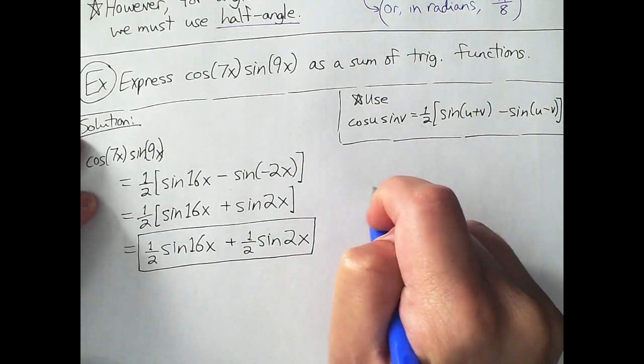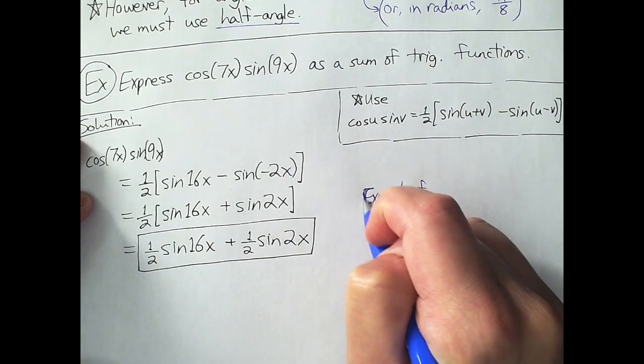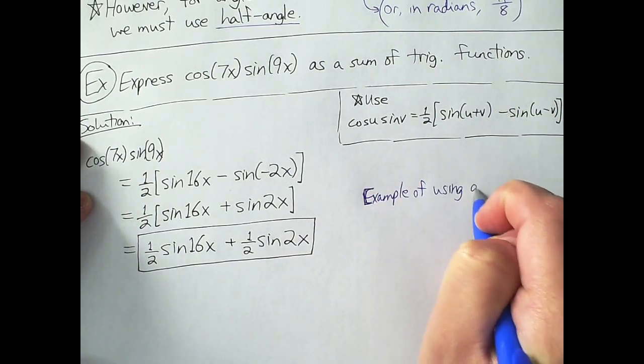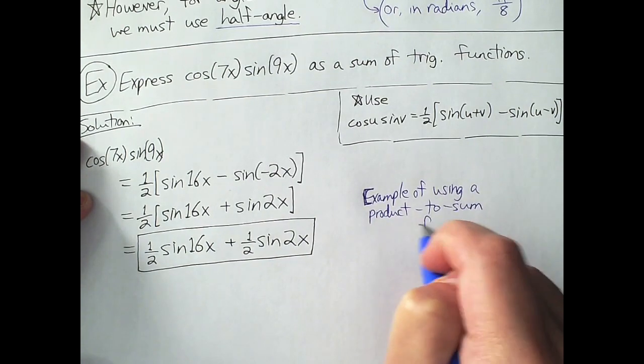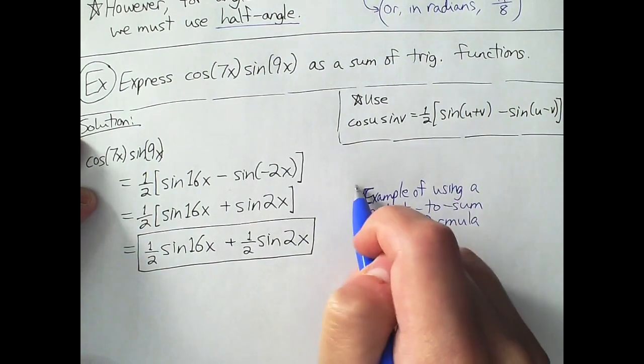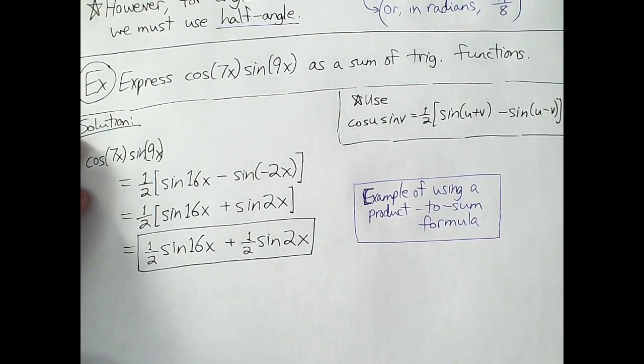And this was our example of using a product to sum formula. So I put this in to make sure that we have now seen examples of all of the different types of identities that we discussed today. We've seen them all show up in example problems, I think. So we've seen a variety of trig identities in this section and a variety of different types of problems.